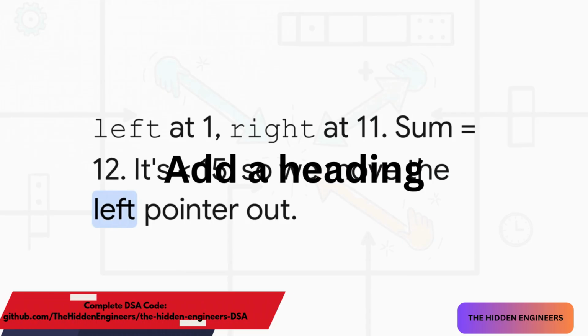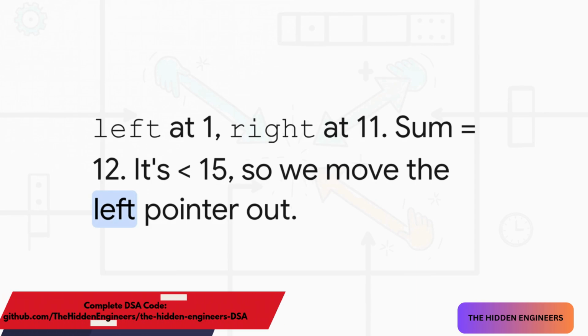All right, round 2. Left is still on 1, but now right has moved to 11. Let's add them up. 1 plus 11 is 12. Okay, this time our sum is too small. We need to get a bigger number. And again, since the array is sorted, the only logical way to do that is to get rid of our smallest number. So we move the left pointer one step out.